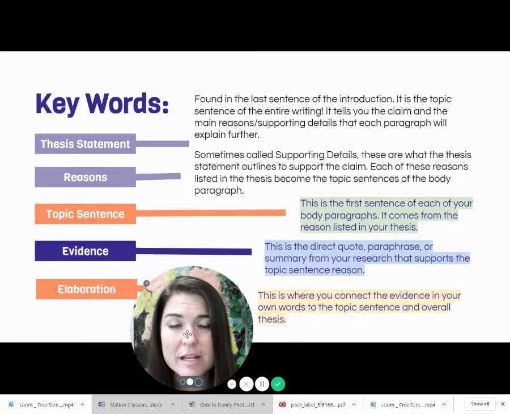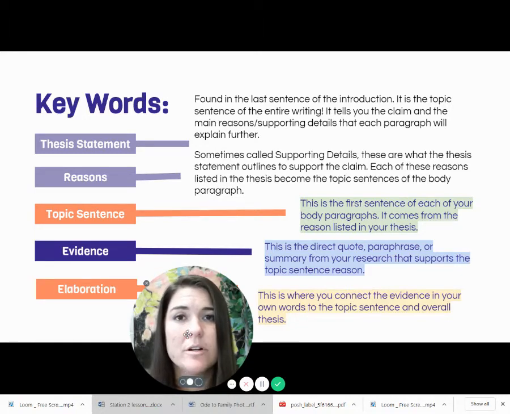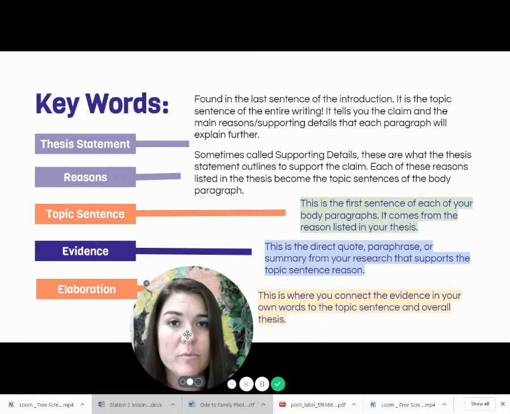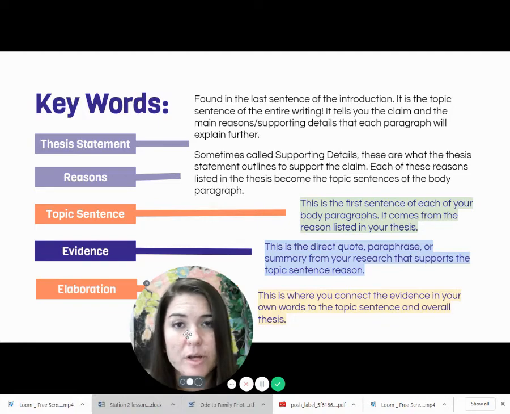The thesis statement is that last sentence of your introduction. That's where you tell exactly what you're going to argue in your writing piece. It's the part where there's the claim plus the reasons that you're going to give. When you did your brainstorming, we brainstormed as many different ideas as we could, came up with a big idea, and those were our reasons to support what our claim was. Those reasons are the supporting details, and you literally can trace those reasons to the topic sentence of each of your body paragraphs.